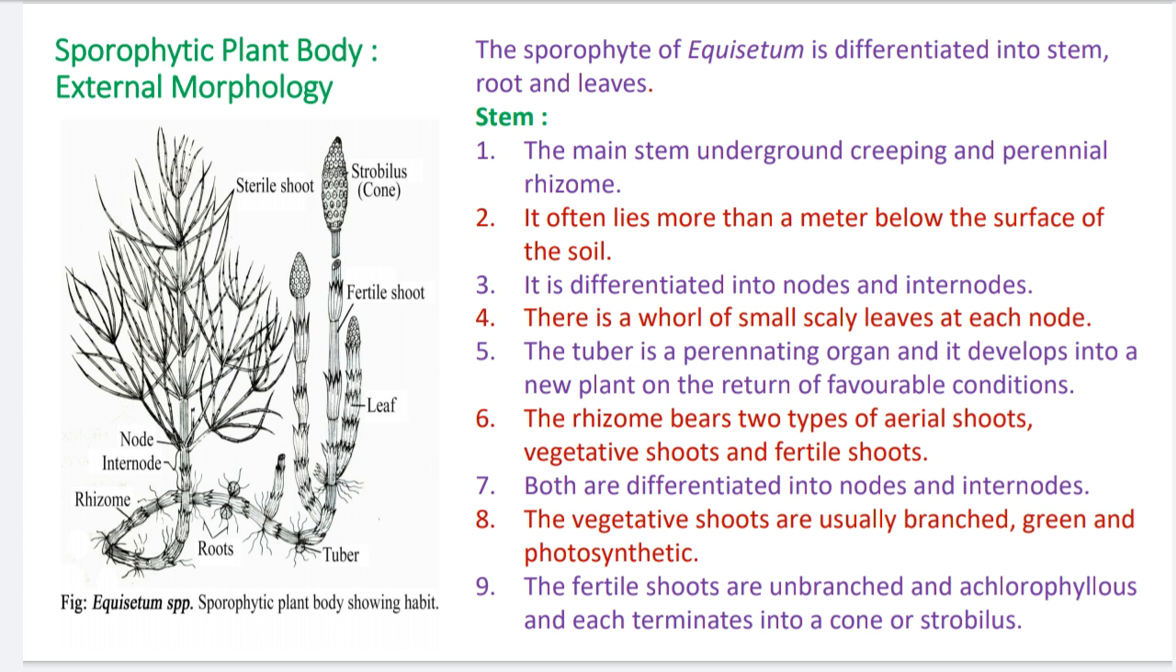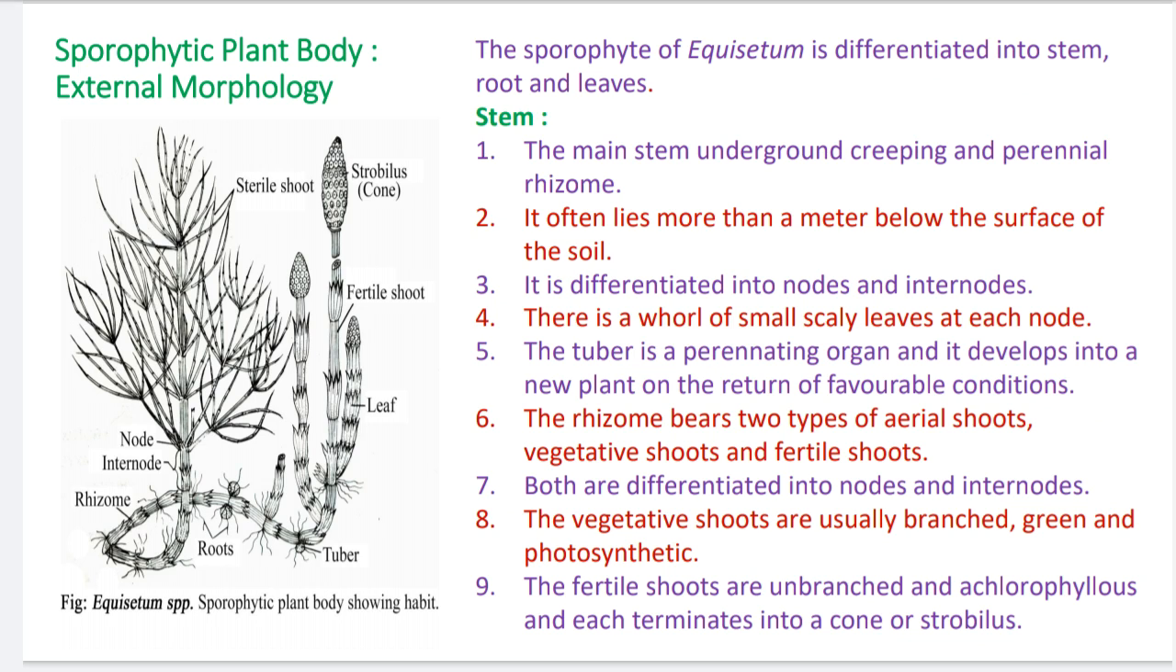Number 6, the rhizome bears two types of aerial shoots, vegetative shoots and fertile shoots. The rhizome produces two types of shoots, sterile shoots and fertile shoots. The vegetative shoot's only function is photosynthesis, and the fertile shoot's function is to produce the spore producing structure, cone or strobilus. Number 7, both are differentiated into nodes and internodes. Like the underground rhizome, aerial branches also have nodes and internodes.